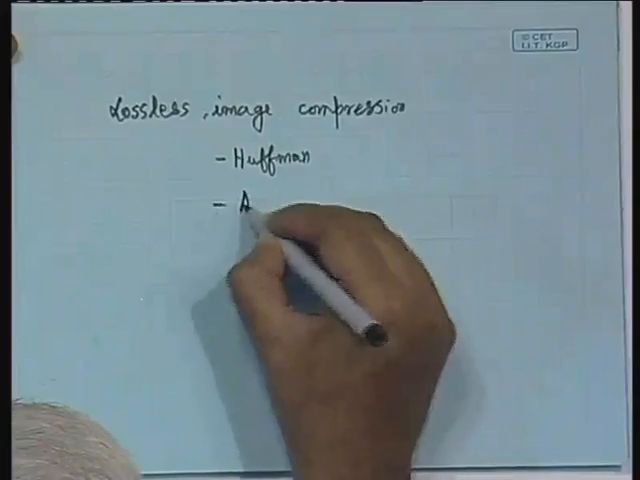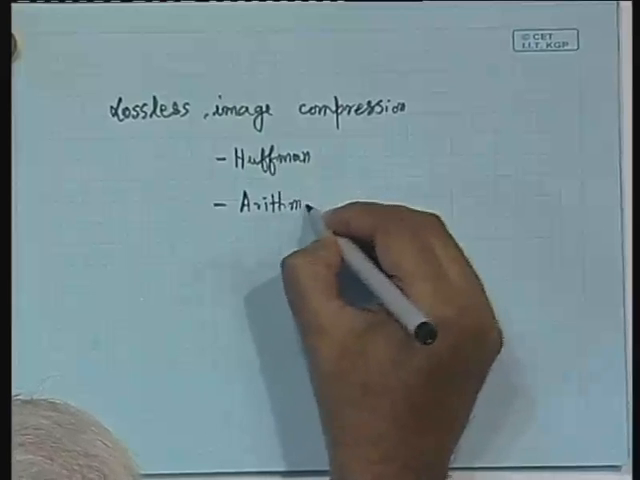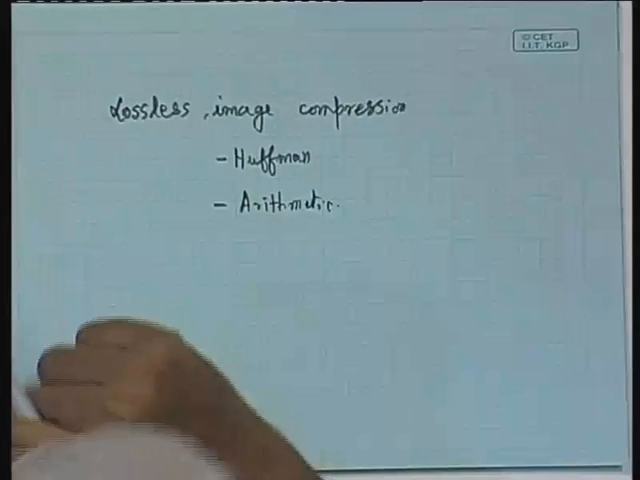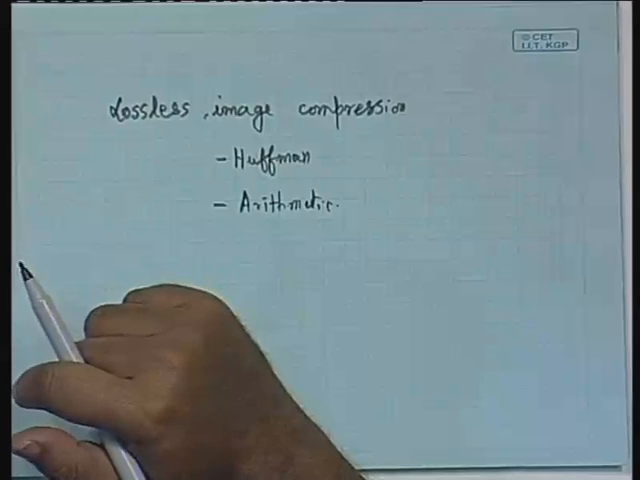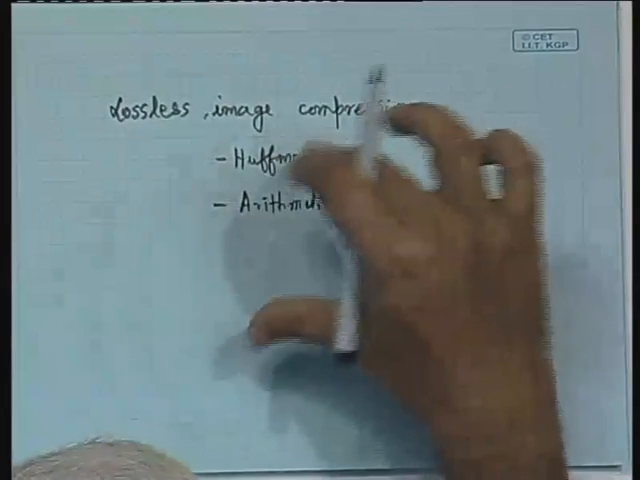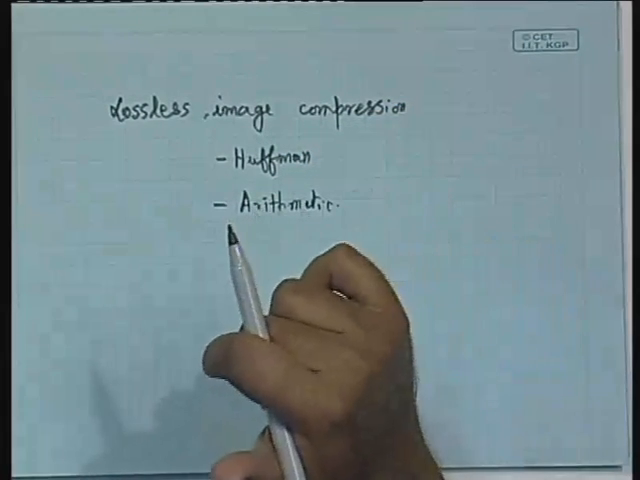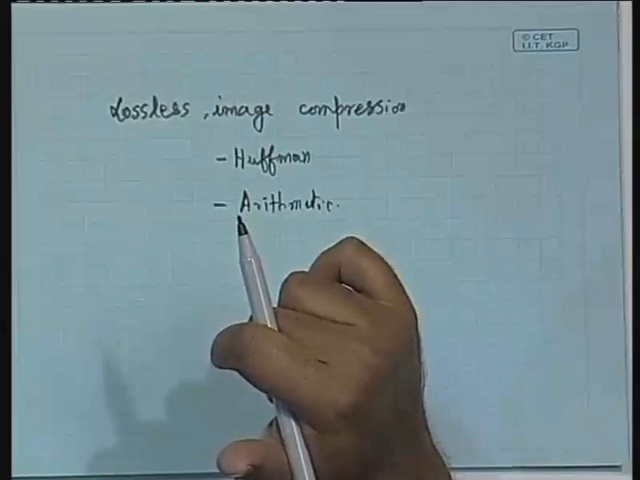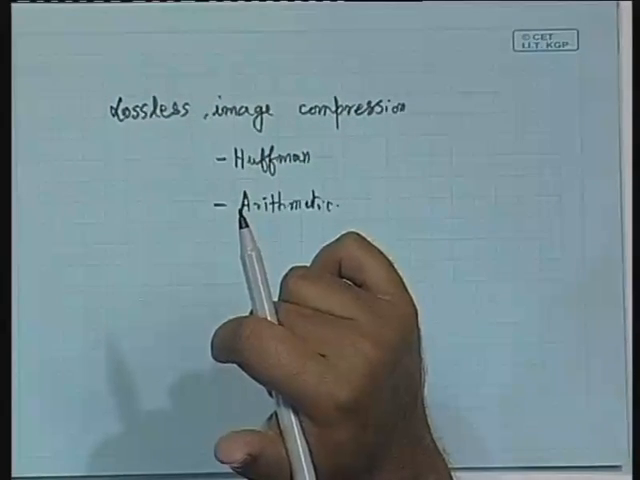There is yet another popular lossless image compression technique, and that is called arithmetic coding. This is also a form of lossless encoding. Only thing is that in the case of arithmetic coding, the symbols which exist are represented in the form of a number in the range of 0 to 1. So, arithmetic coding goes like this. Many of you must also be knowing what arithmetic coding is.